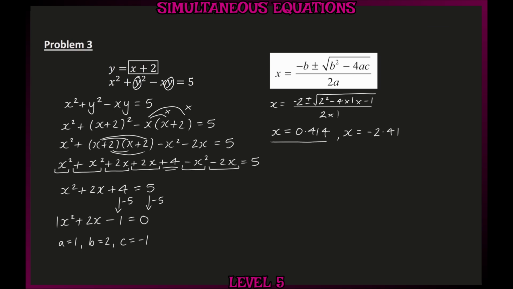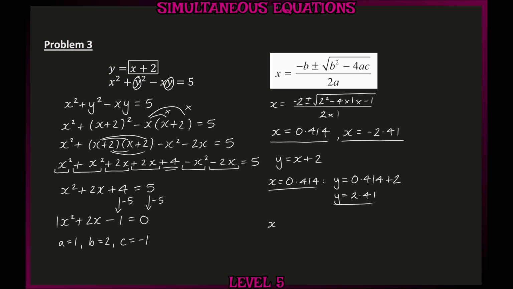To find the matching values of y, we now need to take each of these x's and substitute them into one of the original equations. And the best one to use is going to be y equals x plus 2, because it's simpler than the other equation and y is already the subject. So if we take x is equal to 0.414 and substitute it into this equation, we have y is equal to 0.414 plus 2. So y is equal to 2.414, or 2.41 to 3 significant figures. So this is our first pair.